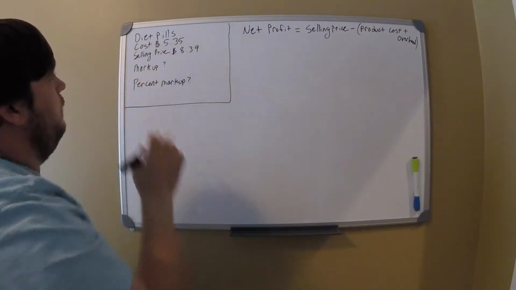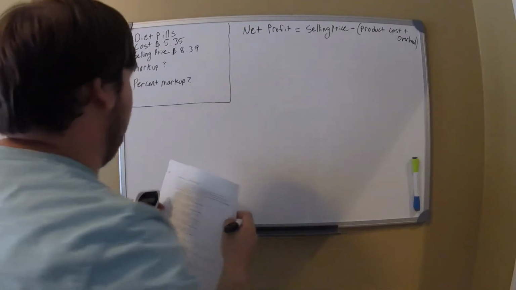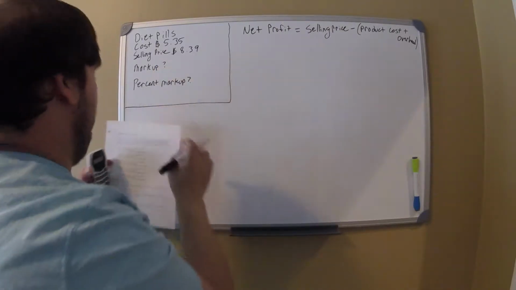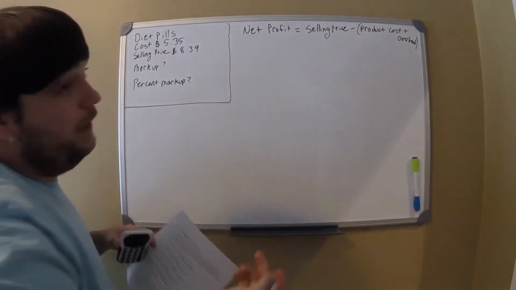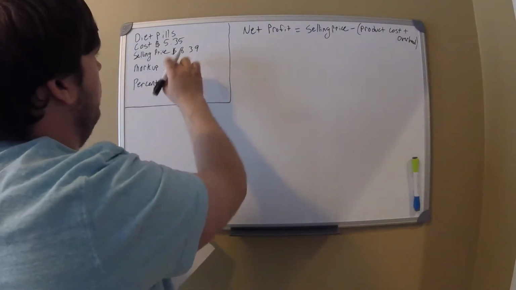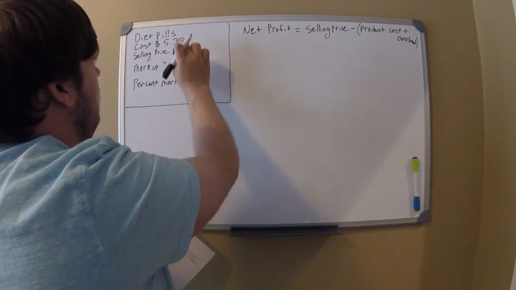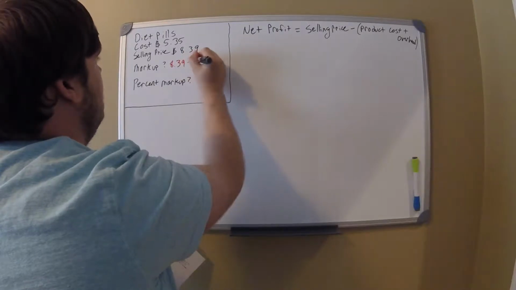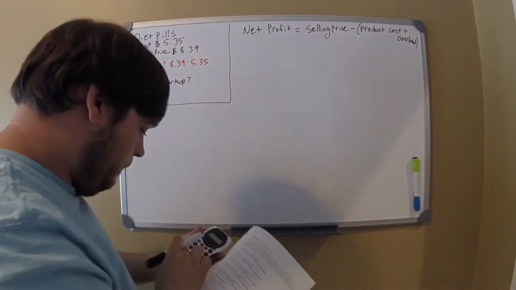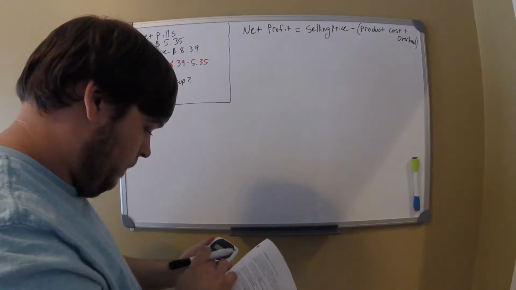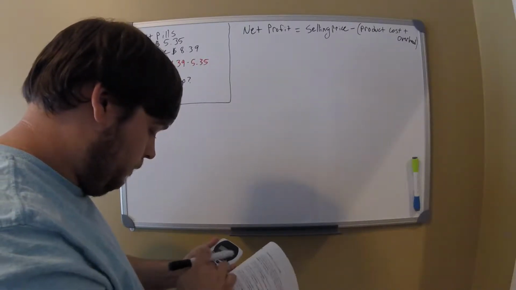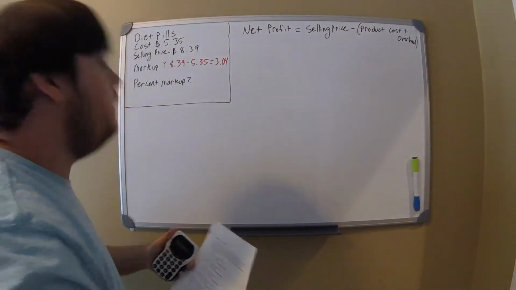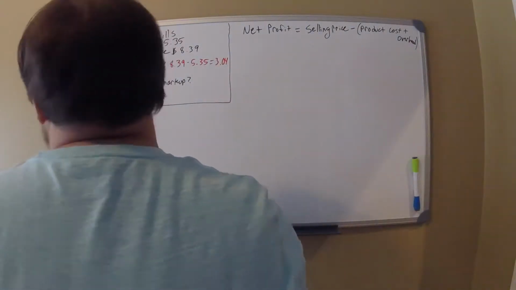The first problem is asking you if you have diet pills and the cost is $5.35 and the selling price is $8.39, what's the markup on that? What they're really asking you is what's the difference between the selling price and the cost it costs the store to buy it. So really you're saying $8.39 minus $5.35. And that's $3.04. And the $3.04 is the markup.